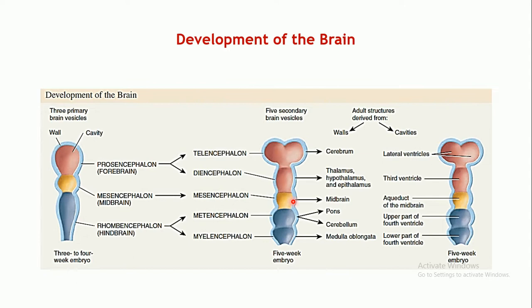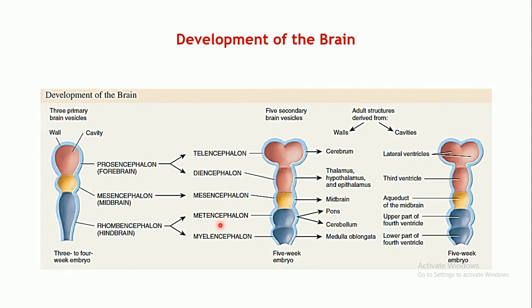Then the mesencephalon, the wall of the mesencephalon develops into the midbrain, whereas the cavity within it develops into the aqueduct of the midbrain. We'll be discussing all these parts in this particular video in the coming slides. Just focus on which particular vesicle is developing into which parts in the adult brain.